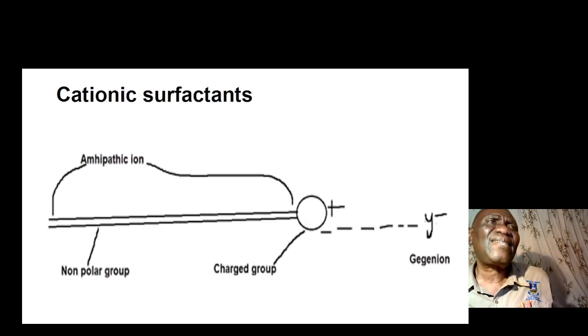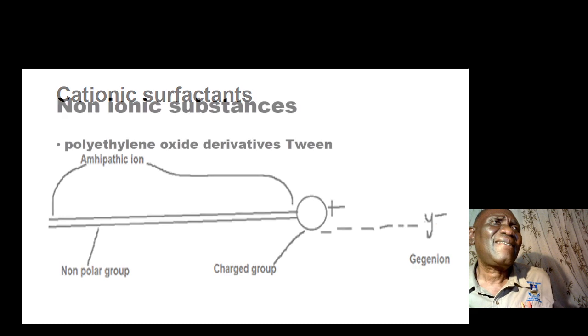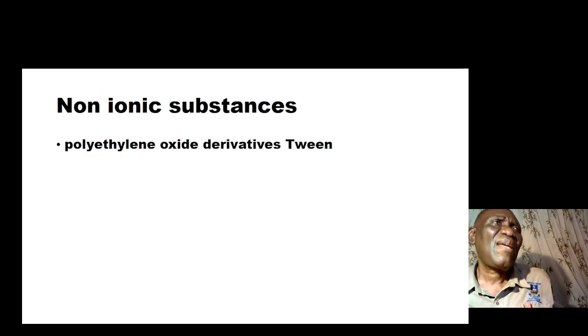So these are the details of how surfactants work. I'm not going to worry you too much about these details. We also have non-ionic substances, polyethylene oxide derivatives. I've also heard about Tween being used with the pesticides.